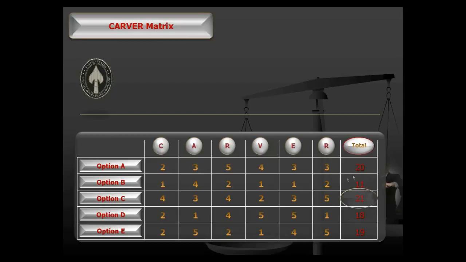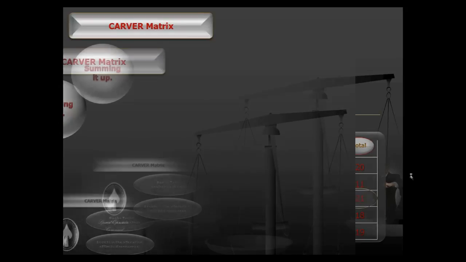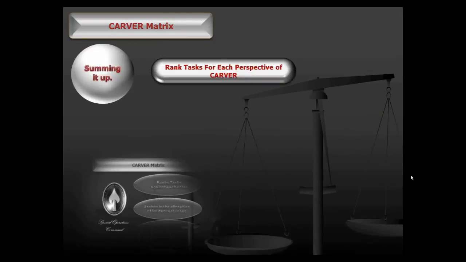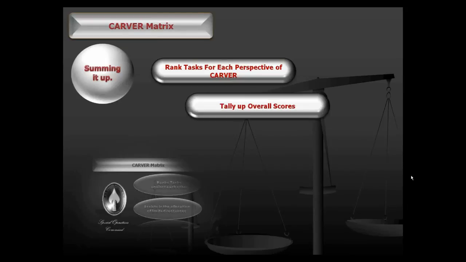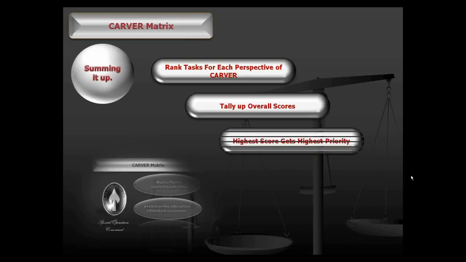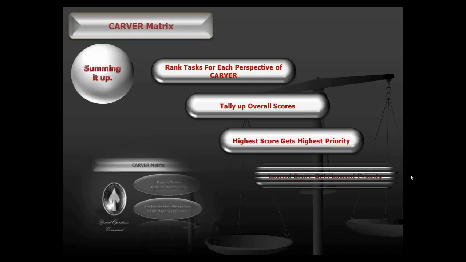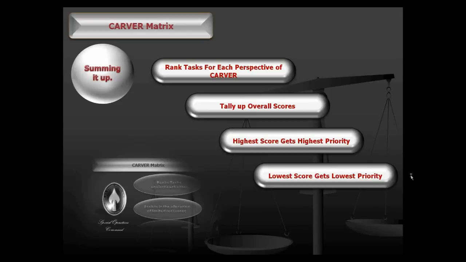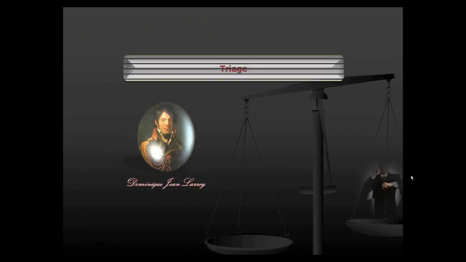Next we'll focus on option A. Then we'll focus on option E, option D, etc., and option B. Okay, that's the CARVER matrix. So we need to rank the tasks for each specific criteria, for each perspective of CARVER. We tally up the overall scores. The highest score gets the highest priority, and the lowest score gets the lowest priority. That's the CARVER matrix.